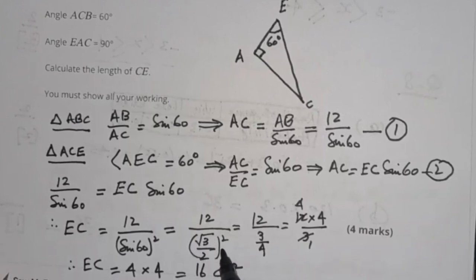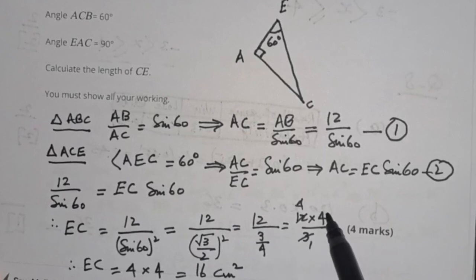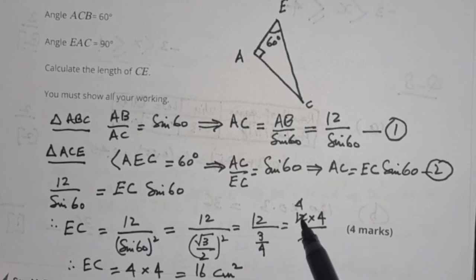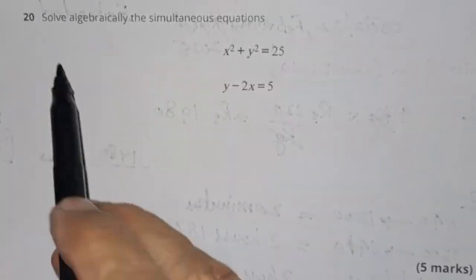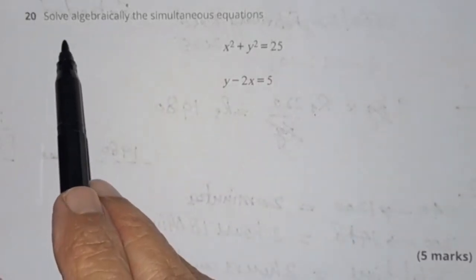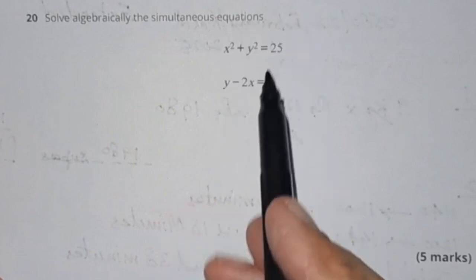So root 3 over 2 whole square becomes 3 over 4, and 4 goes on the numerator, and 3 ones are 3 and 3 fours are 12. We get EC equal to 4 into 4 is equal to 16 centimeter square, and this completes our question number 19. Question 20. Solve algebraically the simultaneous equations.